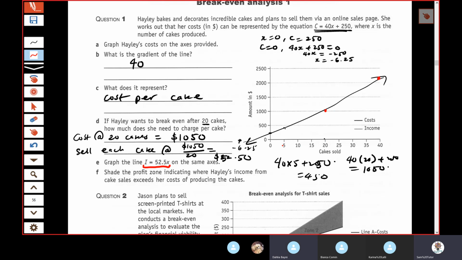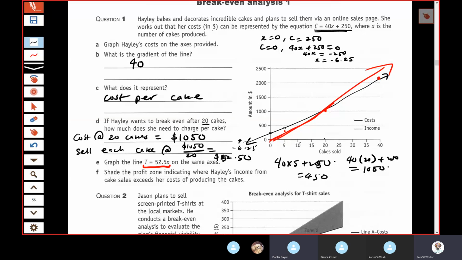And at 5, it's 262. So this was 250. At 5, it's just a bit over there. Something like that. And then it starts from there. So we can see what it's doing. It's doing something like this. And then anything after 20 cakes, you're making some profit. And it's obviously meant to be a straight line, but because of my beautiful handwriting, I can't get it out like that right now.